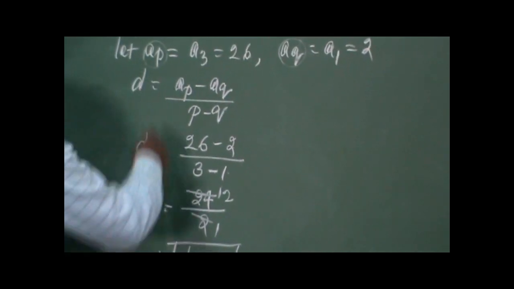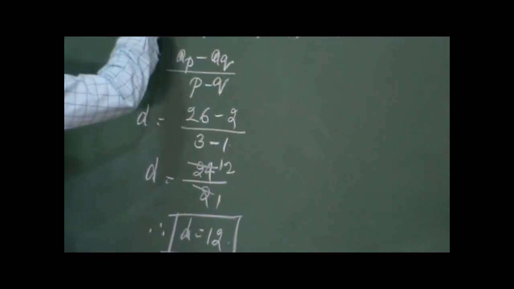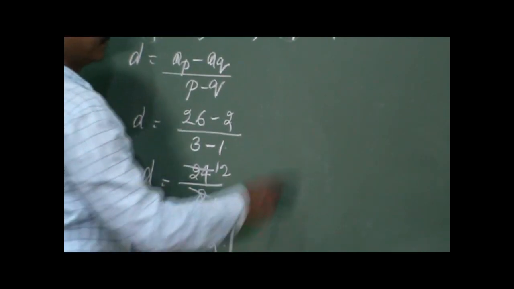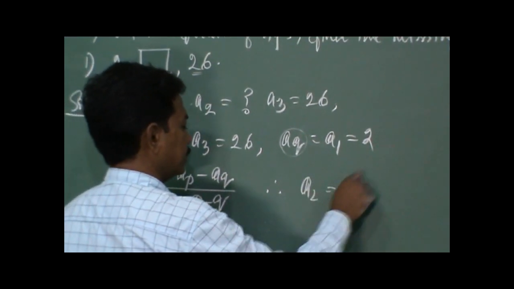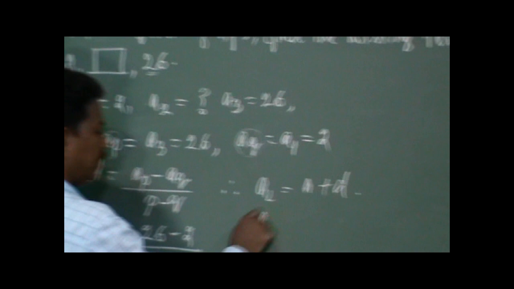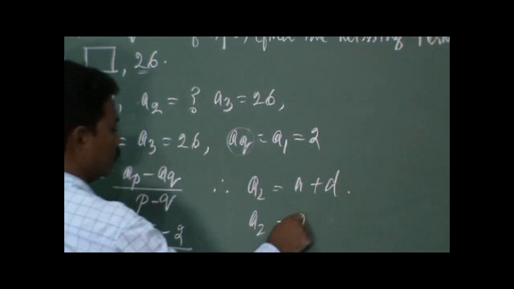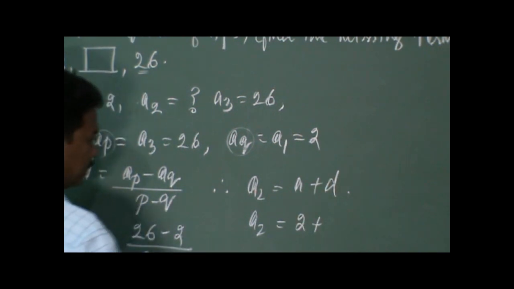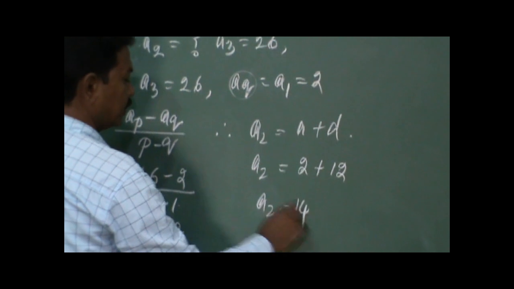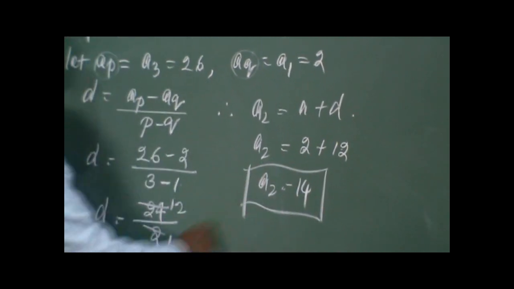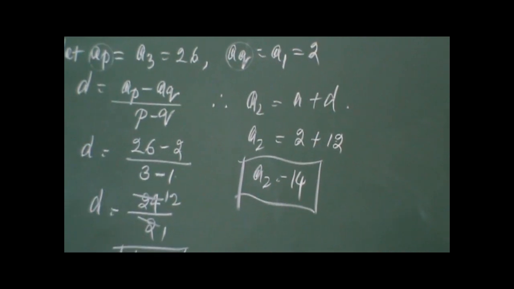So here we have the value of A, we have the value of D. Therefore easily we can find out the second term. A2 can be written as A plus D. So A2 is equal to the value of A1, that is 2, plus D is 12. So A2 is equal to 12 plus 2 is 14. So the number which was in the box was 14.